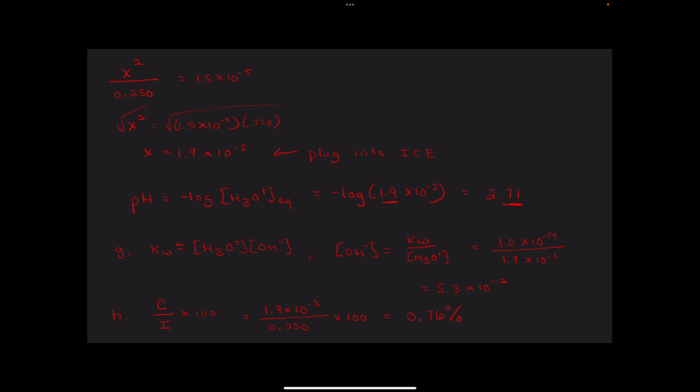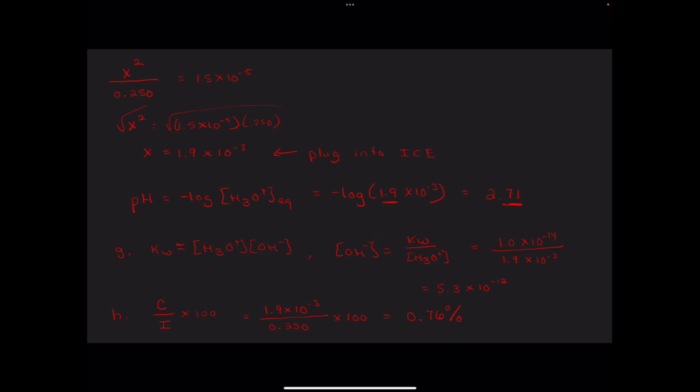Now remember, with equilibrium problems, we check our work. We have a small K here. Small K means that I should have mostly reactant left over, very few products formed, which would correlate to small percentages. So my percent here, I have less than 1% of my acid dissociated. That is correlated to having a weak acid, a small K. So I should have small percents.